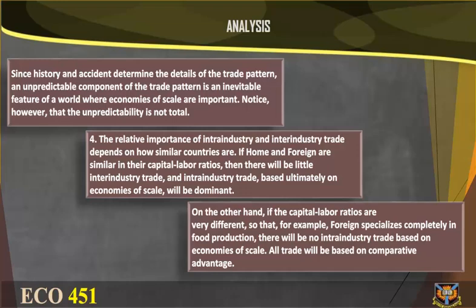4. The relative importance of intra-industry and inter-industry trade depends on how similar countries are. If home and foreign are similar in their capital-labor ratios, then there will be little inter-industry trade, and intra-industry trade, based ultimately on economies of scale, will be dominant. On the other hand, if the capital-labor ratios are very different, so that, for example, foreign specializes completely in food production, there will be no intra-industry trade based on economies of scale. All trade will be based on comparative advantage.